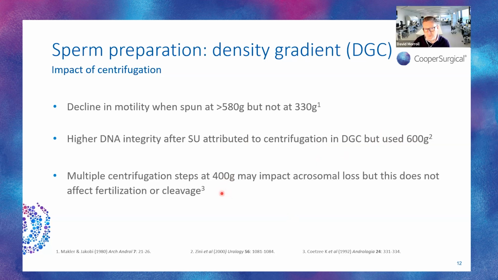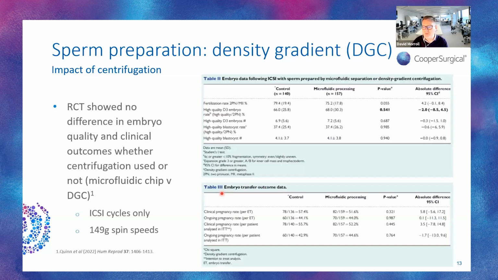So the principle here being that if you are conservative with your spin speeds, there should be no particular harmful effect. And that's borne out by this very recent paper by Quinn and colleagues, where they did a randomized controlled trial comparing centrifugation and density gradient with a microfluidic chip, and showed that the outcomes in terms of embryo quality and clinical pregnancy and so on were unaffected. Note that they did use a low spin speed, and that's the take-home message.